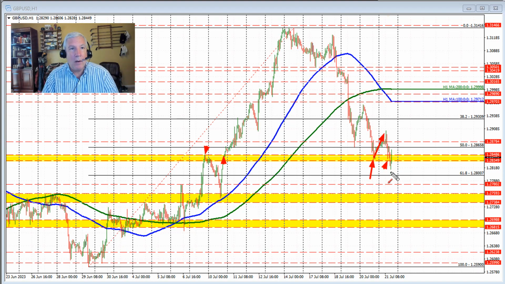That should have opened the door for a move toward the 128 level and the 61.8% retracement of the move up from this low to this high. But the market stalled ahead of that level, got down to around the 128.16, 17 level before rotating back to the upside. We are back in this area right now, currently trading at 128.44.